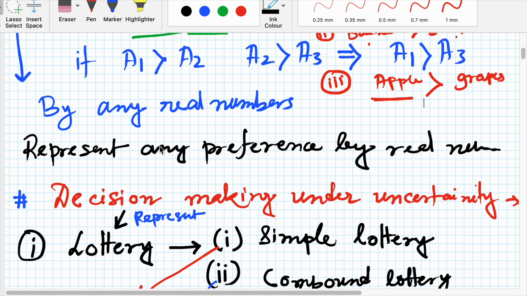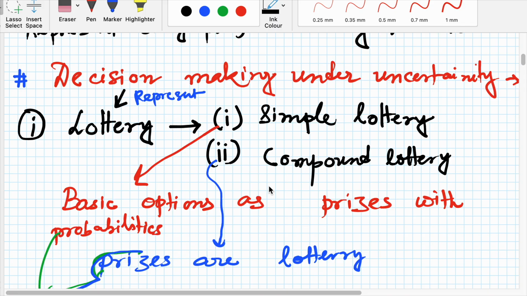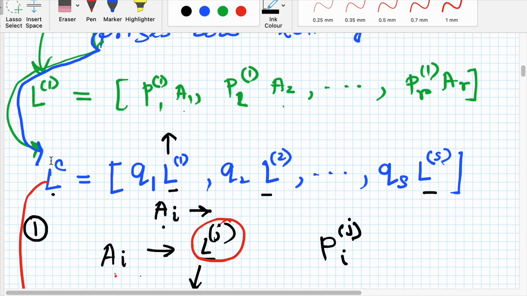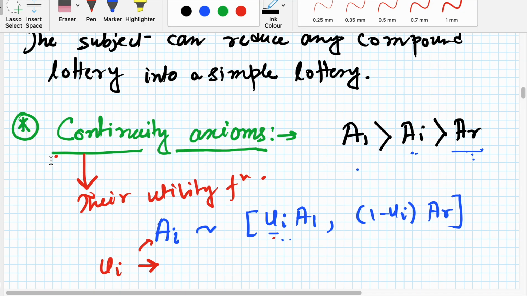Any uncertain event whose outcomes are categorized by probabilities can equally be represented by a lottery. A lottery can be of two types: simple lottery and compound lottery. And using lotteries, we have four more axioms. One is called continuity.